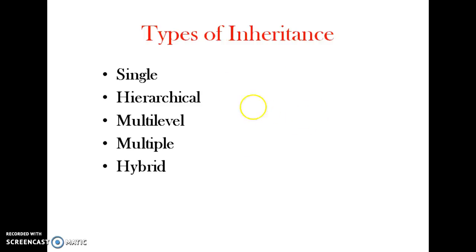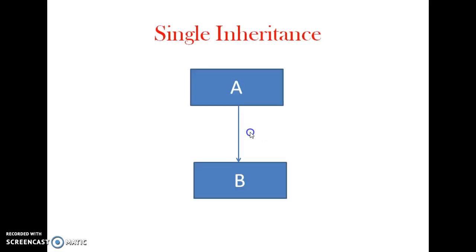There are different types of inheritance: single, hierarchical, multi-level, multiple, and hybrid inheritance. Single inheritance. In single inheritance, the base class is used for deriving a single derived class. Here A is the base class and B is the derived class.